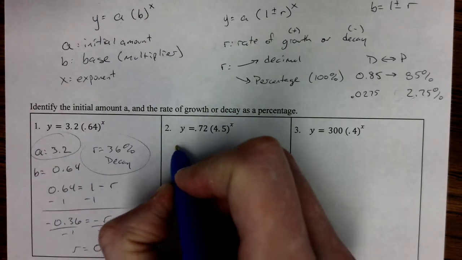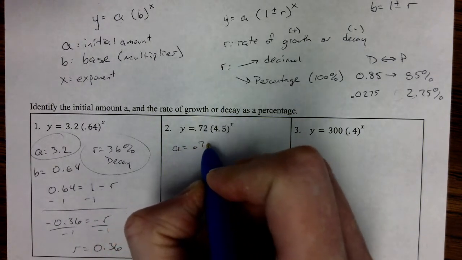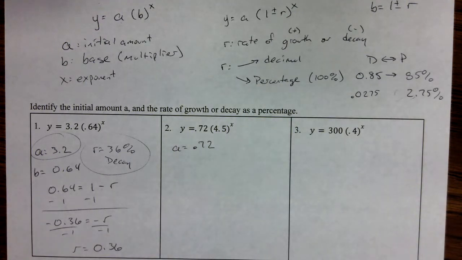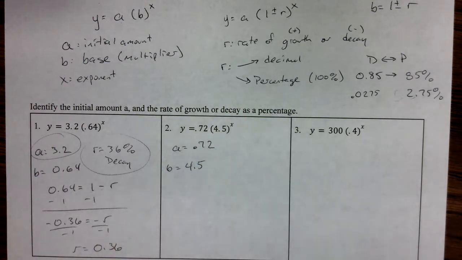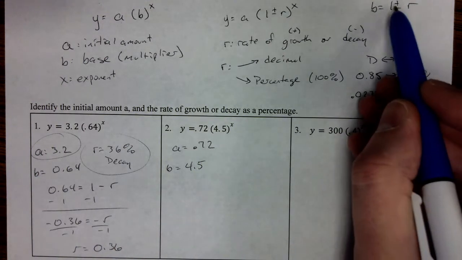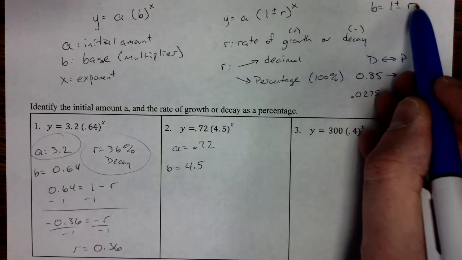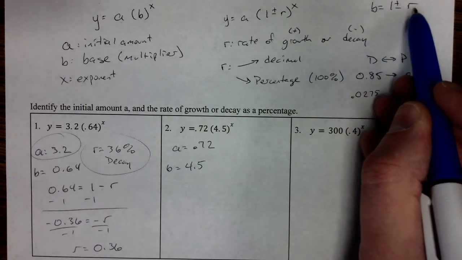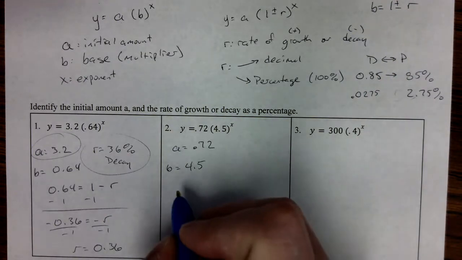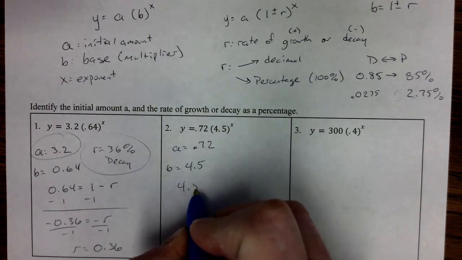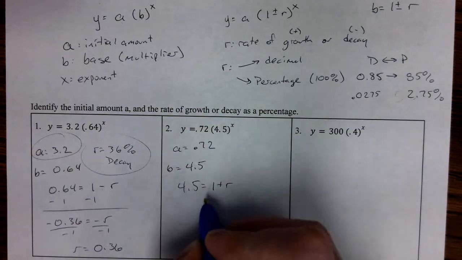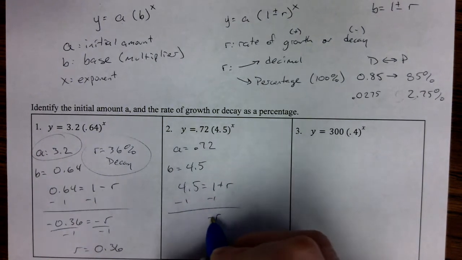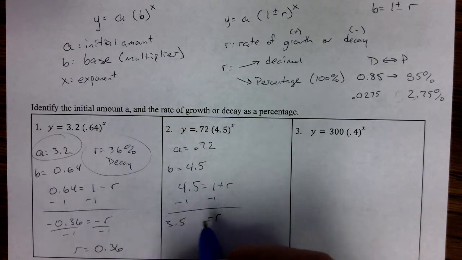All right. Number 2 is similar. A is 0.72. That's just its value. B is going to be 4.5. Now that is more than 1, right? My B is 1 more than R or less than R. So I'm going to say that 4.5 is equal to 1 plus R. Let's solve for R, subtracting 1. R is equal to 3.5.